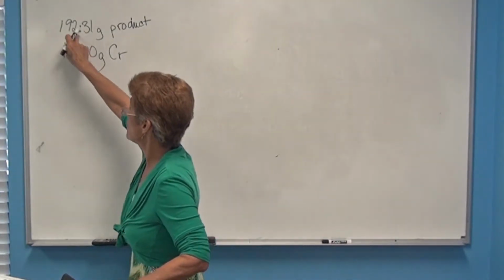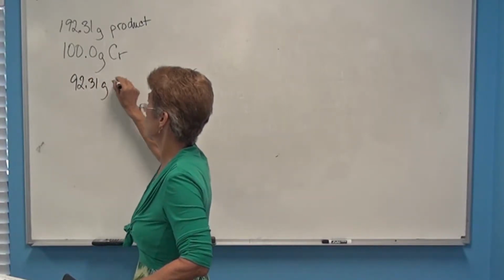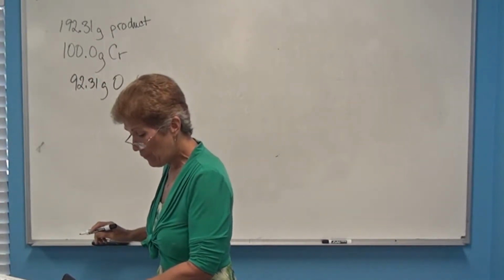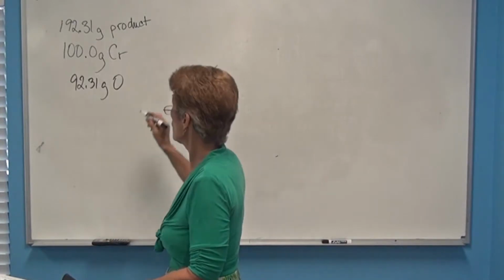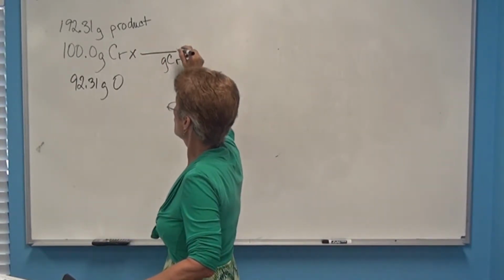So if we subtract this by this, which is going to give us 92.31, that's going to be the grams of oxygen. And then if we take both of those, we're looking for the empirical formula of the product, so we're going to take both of those to the moles.